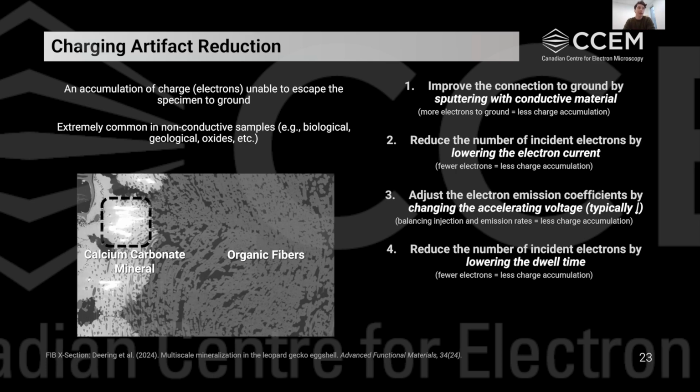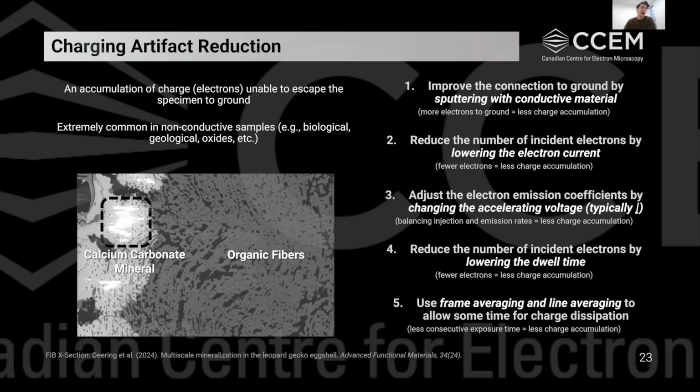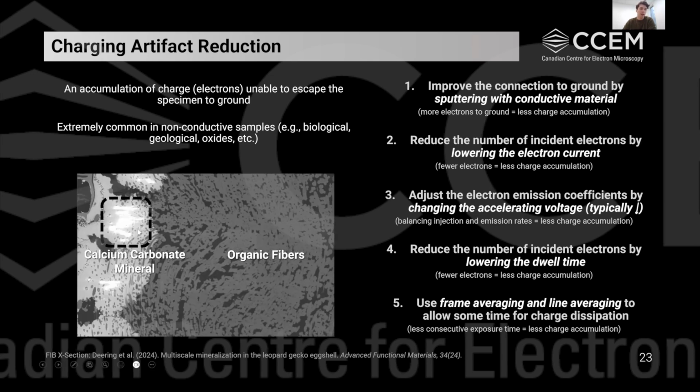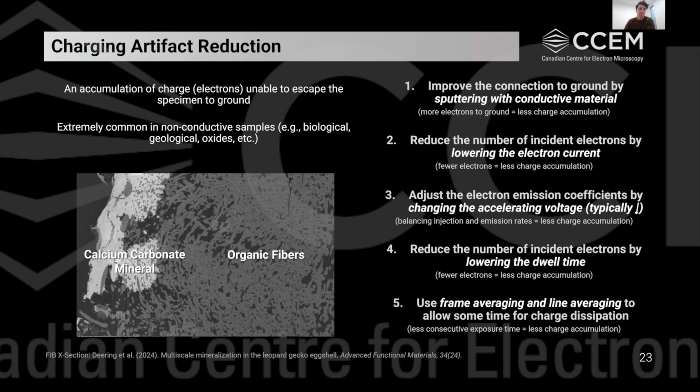We can reduce the number of incident electrons by lowering the dwell time of the electron beam. Again, fewer electrons provides less charge accumulation in your specimen. Or we can use frame averaging and line averaging approaches to allow some time for charge dissipation before we scan each pixel over and over again. That tends to work quite well to mitigate these charging artifacts. And if we do all of these, instead of having these big, ugly white regions charging in our specimen, we can achieve something that is a bit more true to form, where we can actually see how these organic fibers are interdigitating with that calcium carbonate mineral.